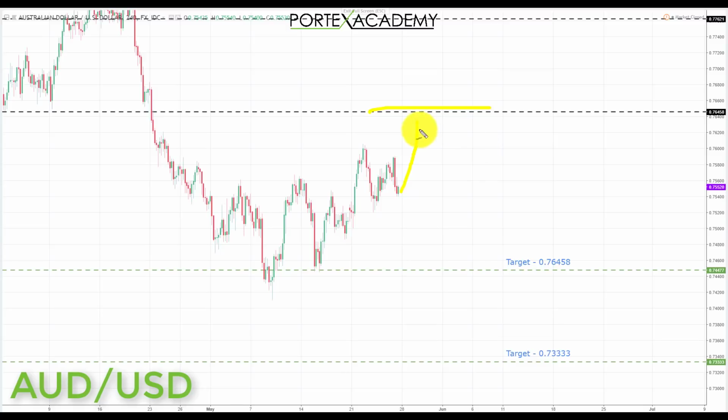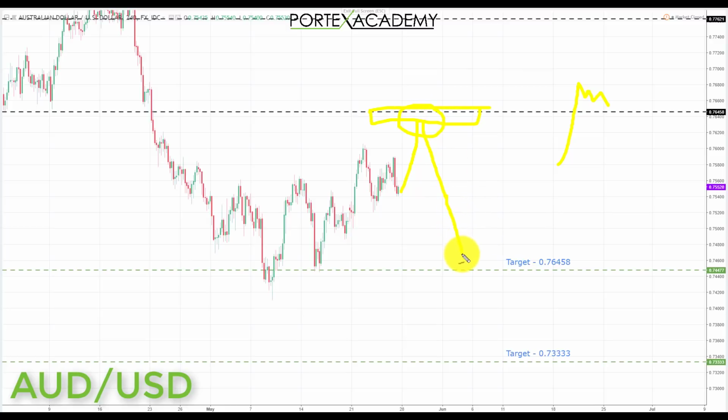test broken support turning resistance at 0.76458, this would be a great place to start to look for bearish formations and patterns. And as we've broken above the resistance in the US dollar index, if we do get that correction back into testing resistance and support, we could see this pull all the way back up into this area. But anywhere in this area, preferably a retest of broken support turning resistance, this will provide a great place to start to look for bearish formations and patterns.